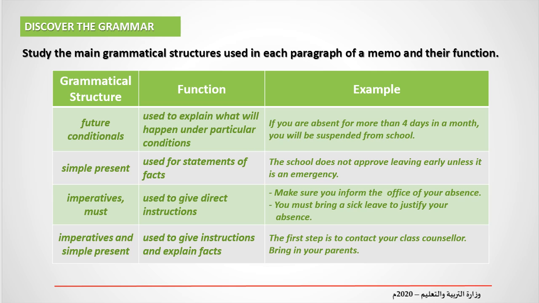Third grammatical structure, imperatives and must, they are used to give direct instructions. Example, make sure you inform the office of your absence. And the second one, you must bring a sick leave to justify your absence. The last grammatical structure, imperatives and simple present, used to give instructions and explain facts. Example, the first step is to contact your class counselor. Bring in your parents.